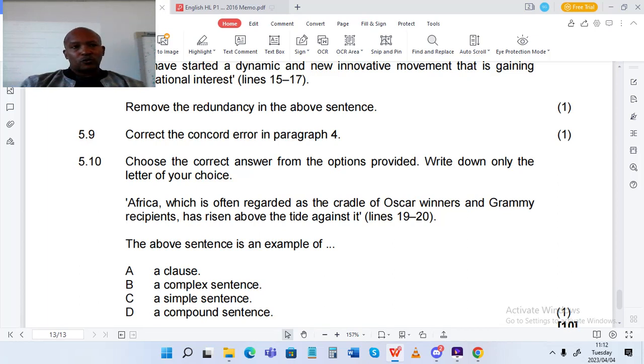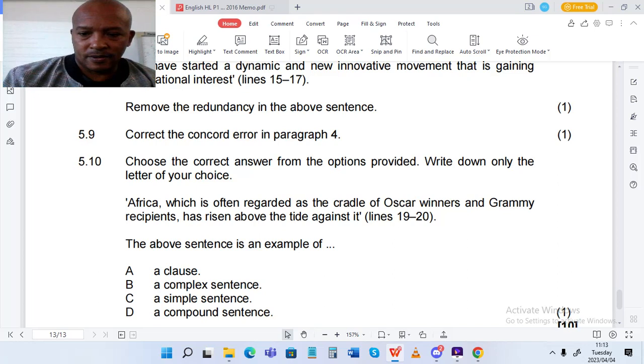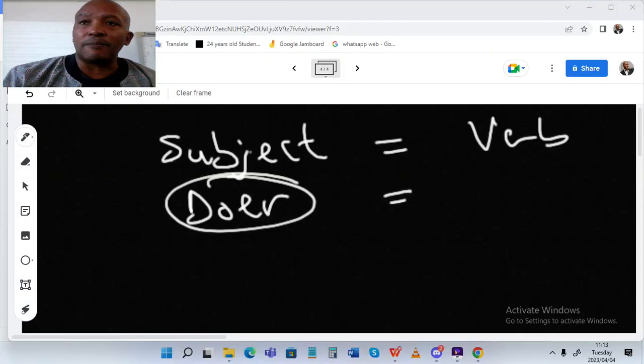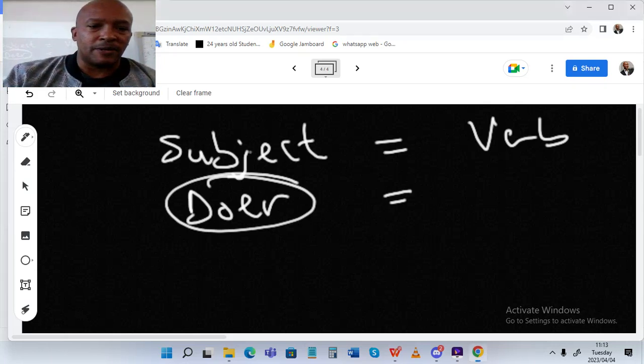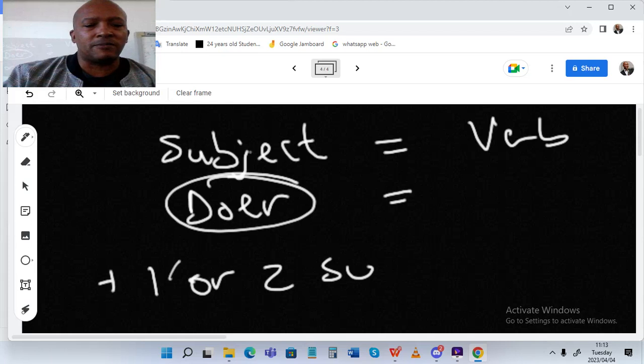Plus 1 or 2 subordinate. Listen, I want you to come back when we see each other again, and then I want you to say, explain this to me again, if you get lost, because it's all new concepts I'm throwing at you. Plus 1 or 2 subordinate.